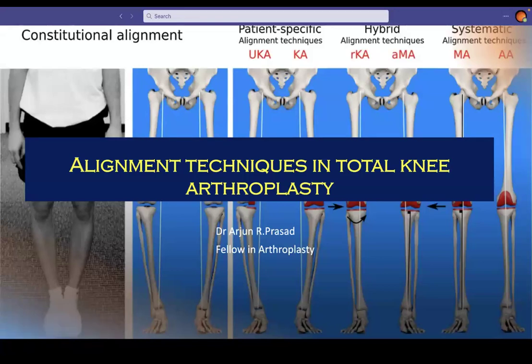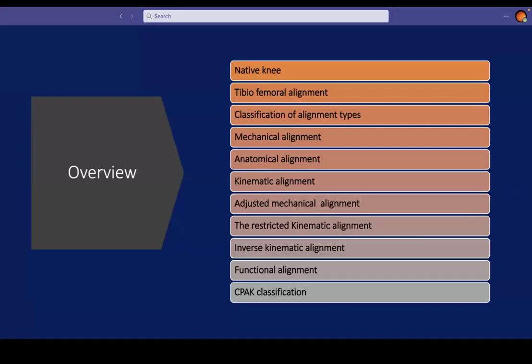Good morning, sir. I welcome everyone to today's plastic talk. In today's talk, I'll be discussing the alignment techniques in total knee arthroplasty. This is a brief overview of my presentation.